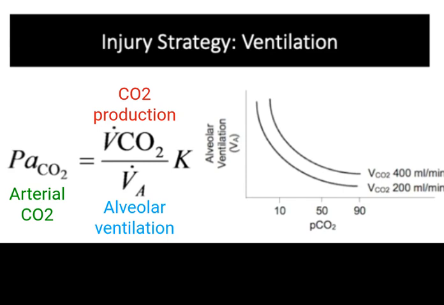Next component of injury strategy is the ventilation that can be assessed by monitoring CO2 levels. This is an alveolar ventilation equation that relates arterial CO2 to alveolar ventilation and CO2 production. According to this equation, the arterial CO2 equals CO2 production divided by alveolar ventilation, or VA. In other words, as you increase alveolar ventilation, there will be a decrease in CO2 levels and vice versa. An increase in CO2 production will shift this curve to the right, so that for the same level of alveolar ventilation, there will be higher arterial CO2 concentration.